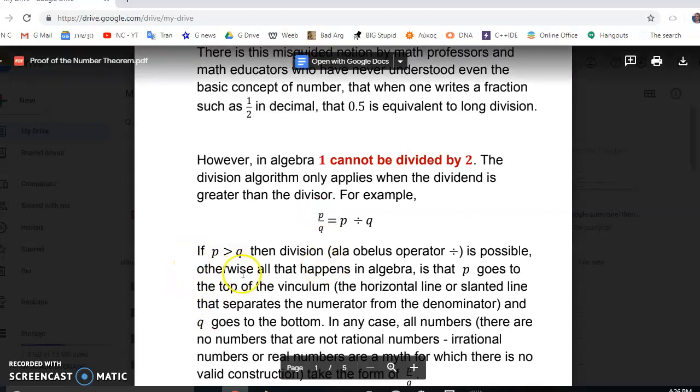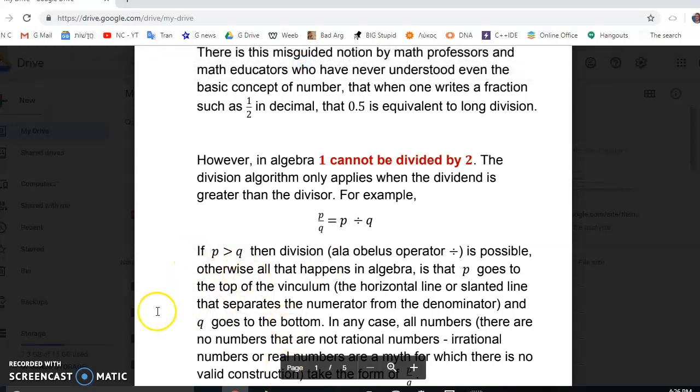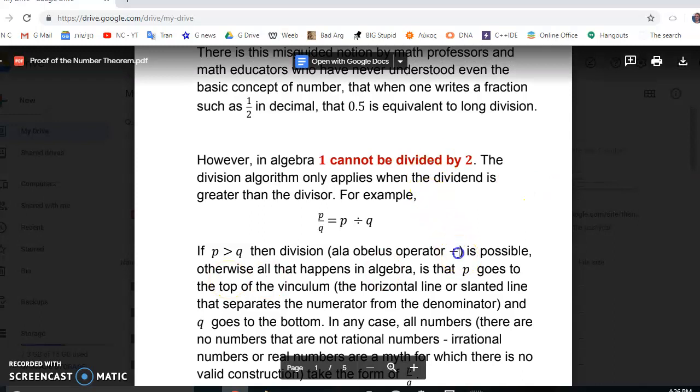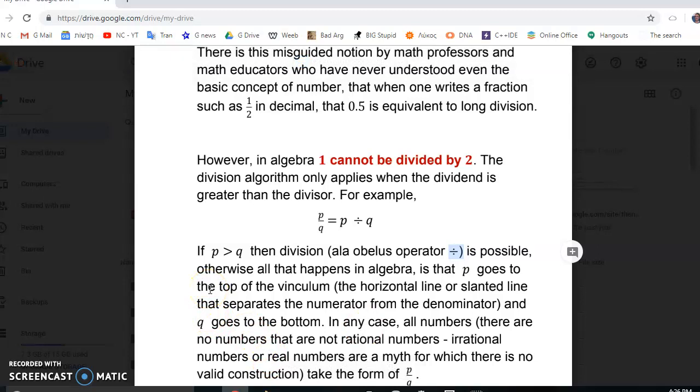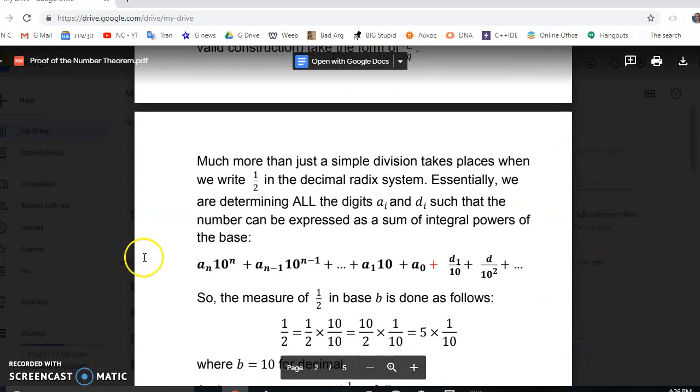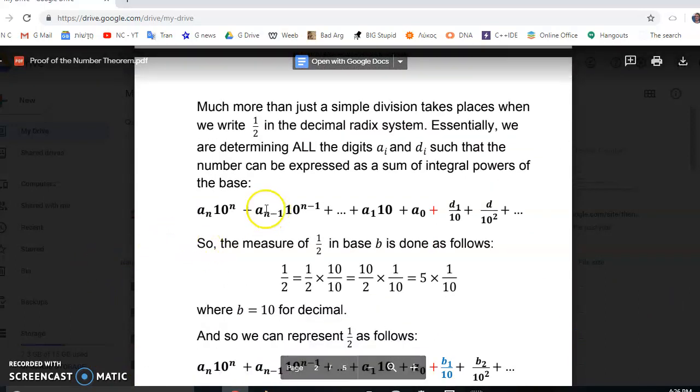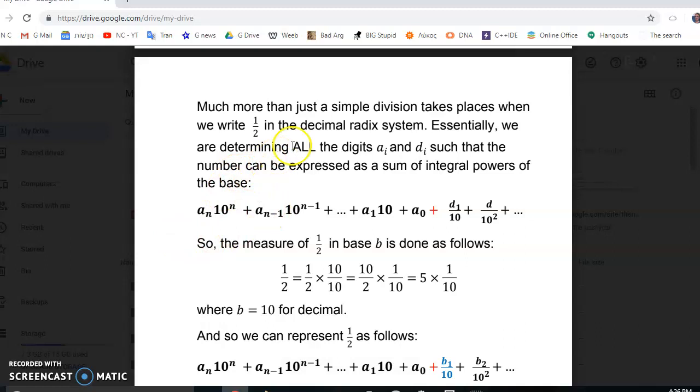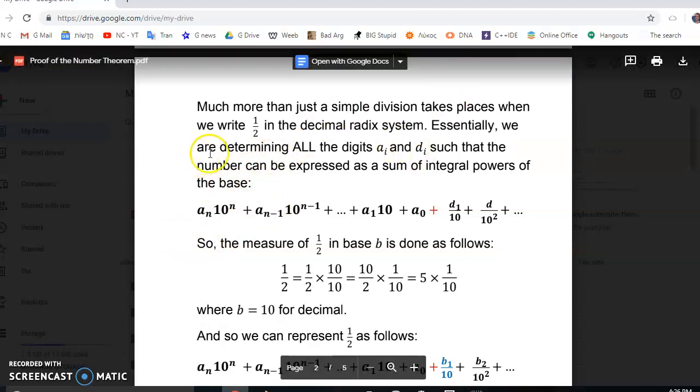If p is greater than q, then division, also known as the obelus division, which you see this operator here, is possible. And it just simply means q subtracted from p a certain number of times until the remainder is smaller than q. And I'm not going to spend too much time on that, but you can watch the previous video and see how it works. So, much more than a simple division takes place when we write a half in the decimal radix system.